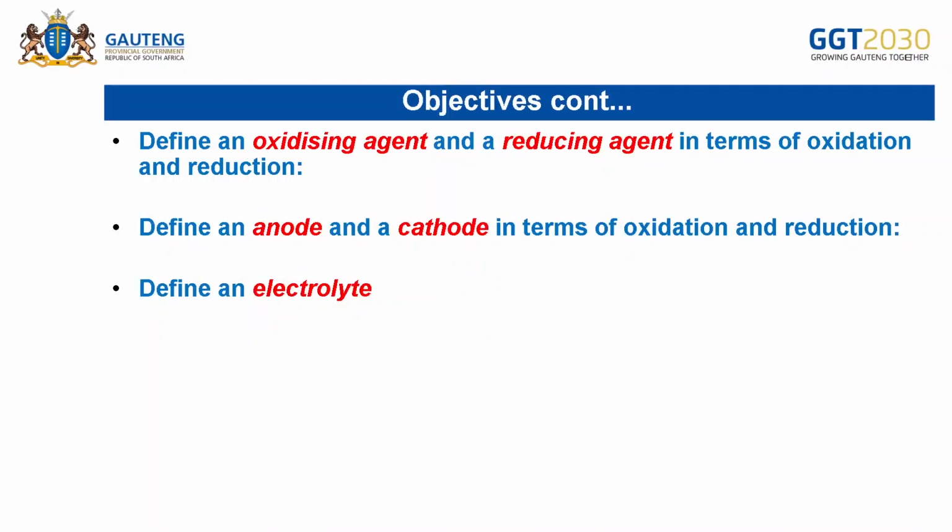Then you'll be asked to define anode, define a cathode, and define what an electrolyte is. I want you to pay attention, grade 12. All these definitions I'm telling you about are there in your exam guideline, and we are expecting learners to use that exam guideline to define these terminologies. So please pay attention to this. I'm not going to define them with you, but today I want you to check them in your exam guideline all the time.